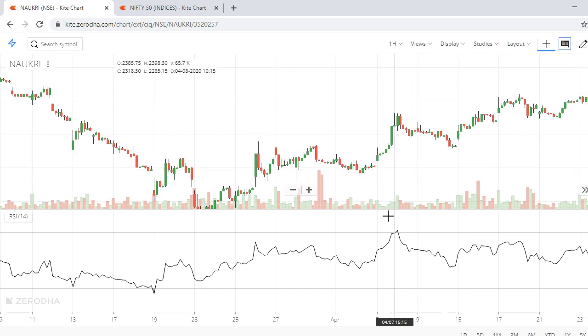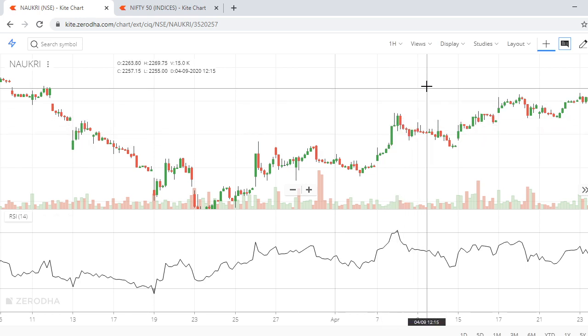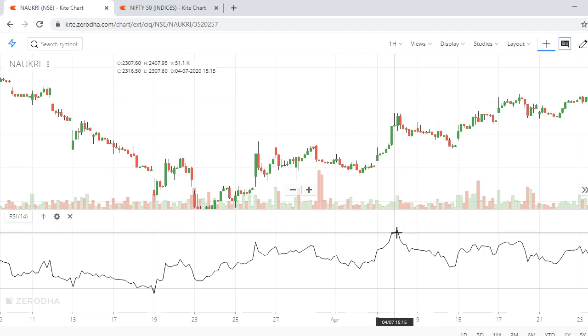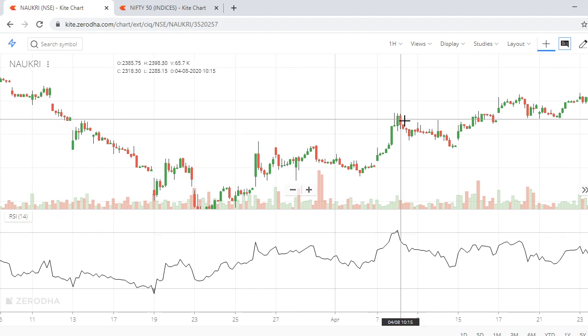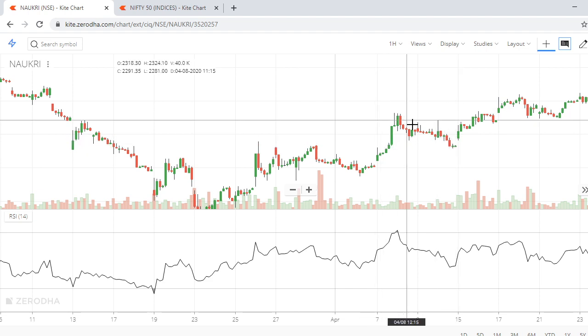Now the same thing happened. Once the RSI entered into 80, it doesn't mean that it has to reverse here only. Sometimes it may take time. It may go a little more up and then fall. But the thing is, once it is at 80, we are not supposed to buy. It is not at all a good buy. After that, the stock came down from 2400 levels to 2200 levels, 2150 levels. Almost 250 points correction came.